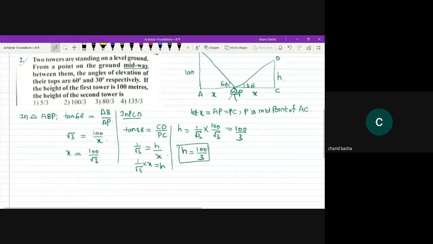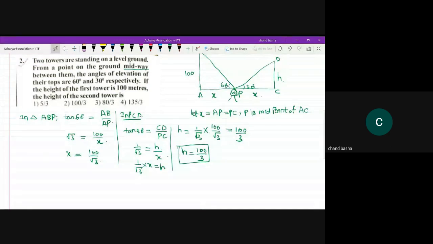I'll go for the third one. Next problem. These questions are different, guys. I'm taking the next problem. Question number 3.